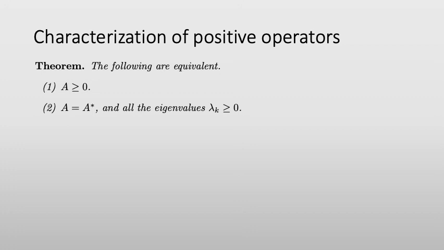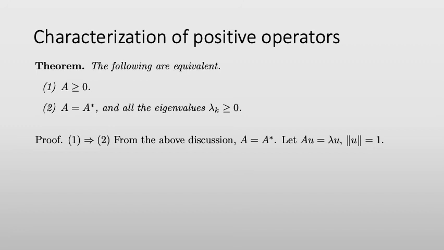Let's end this video with a characterization of positive operators. Indeed, A is positive if and only if it is self-adjoint with positive eigenvalues. First, every positive operator is self-adjoint. It remains to check that all the eigenvalues of A are positive. Let lambda be an eigenvalue of A, and let u be an eigenvector of unit norm. Then the inner product of u and Au is equal to lambda. This implies that lambda is positive, because the inner product on the left is positive by assumption.